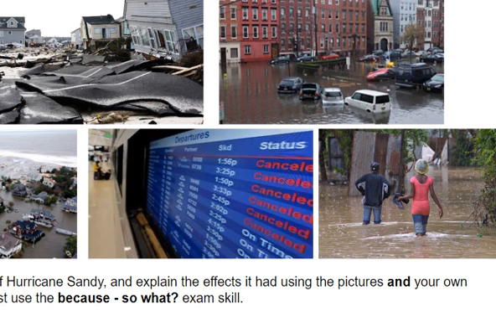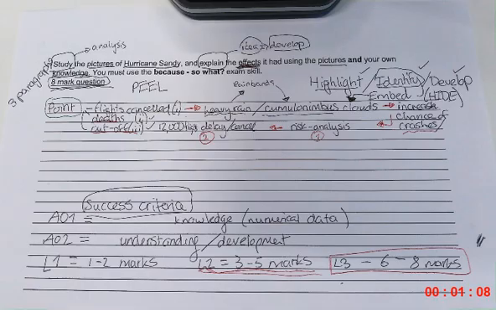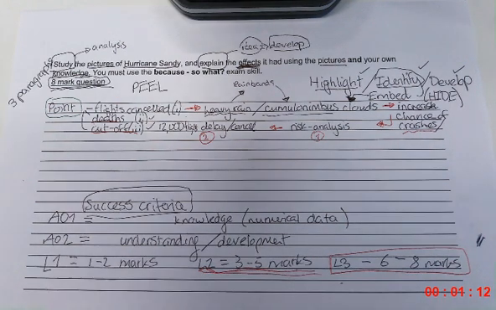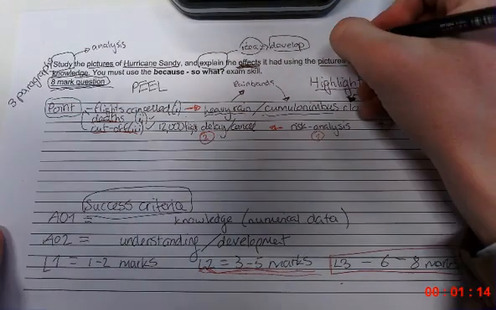Very key, that and there. You must use the because and so what technique in order to develop your knowledge and explain things, and I'm going to show you how you do that within a PEEL paragraph. So without further ado, let's go to our visualizer here, and I've bugged the question already.